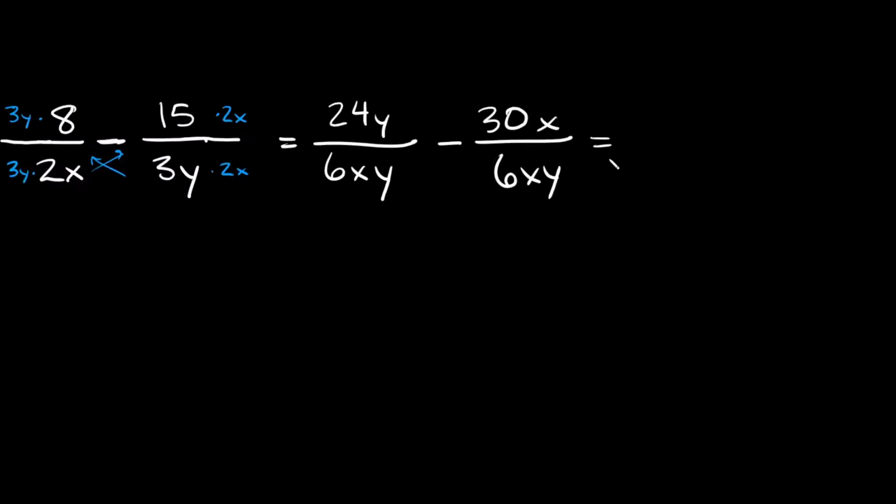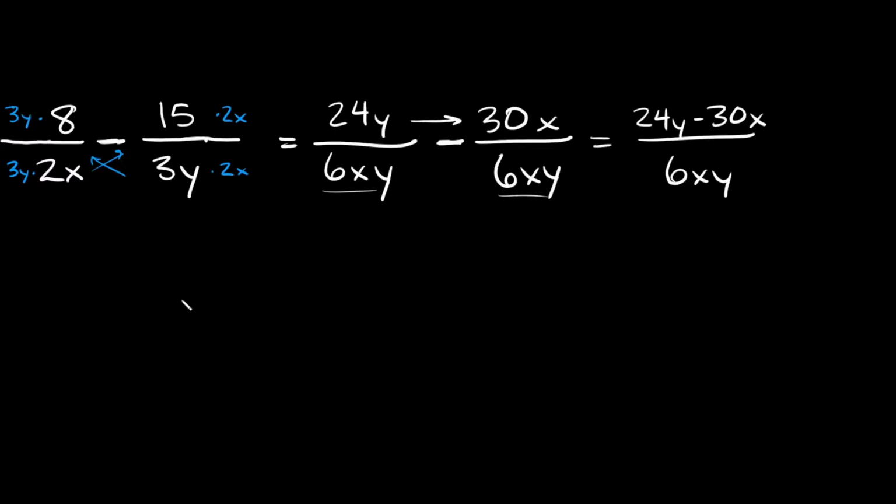So we can simplify this. We have a 6xy in the denominator, so that's what we're going to have here, 6xy. And then on top, I know we're subtracting, but it works the same way as adding. You just subtract straight across. So we're going to have 24y minus 30x. Now, the last thing that we have to do here is simplify or reduce it, and we have to do that by factoring.